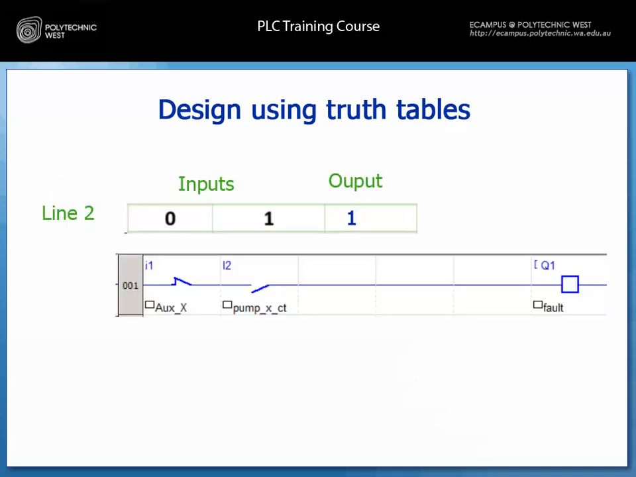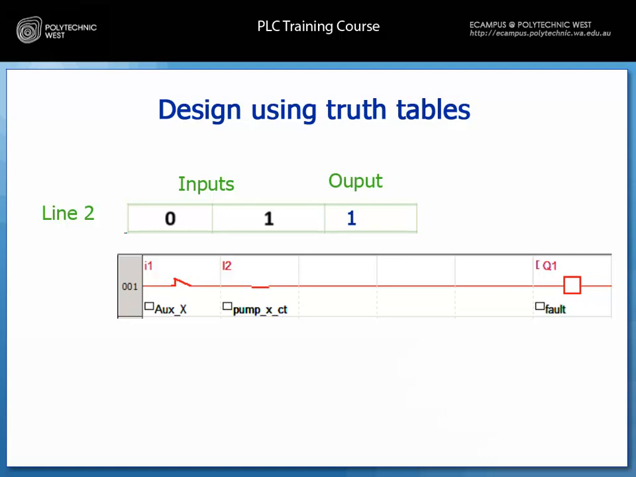For line 2, fault is on if auxiliary is not on and pump XCT is on. If we use the normally closed auxiliary X and the normally open pump XCT, then this line will be true. This will only work for the condition when auxiliary X is off and pump XCT is on.